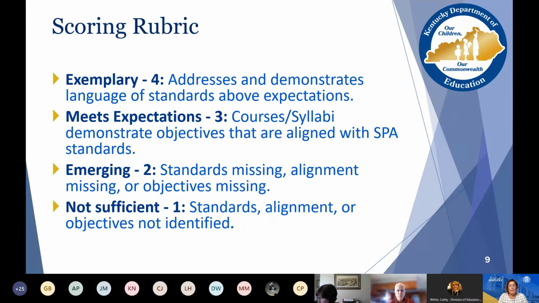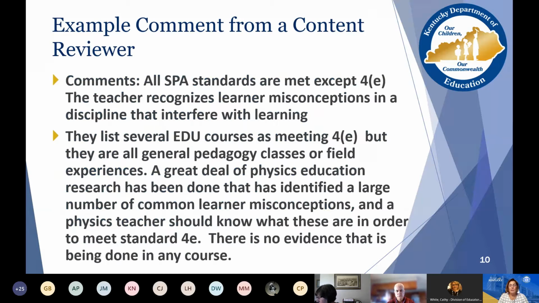Now, if you want to know what a comment looks like, because we said it's important for you to score these, but it's also important for you to give us a comment. On the next slide, we have given you an example of a comment. Here's one that we just recently received from a content reviewer. The comment was, all SPA standards are met except 4E. The teacher recognizes learner misconceptions in a discipline that interferes with learning. This is what was not met.